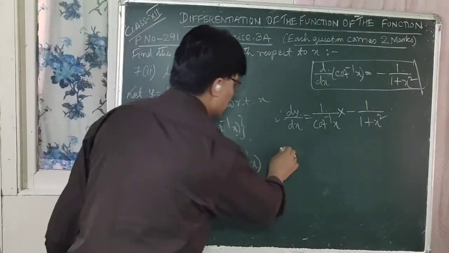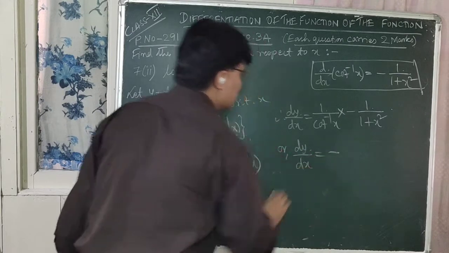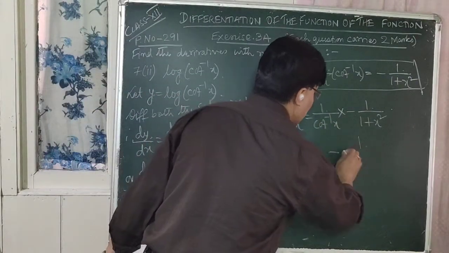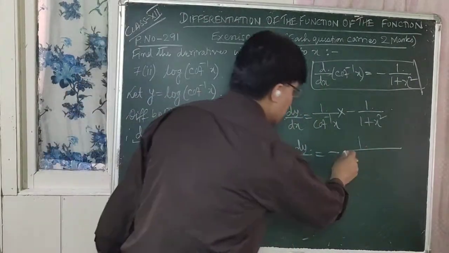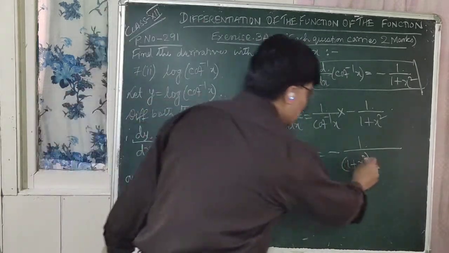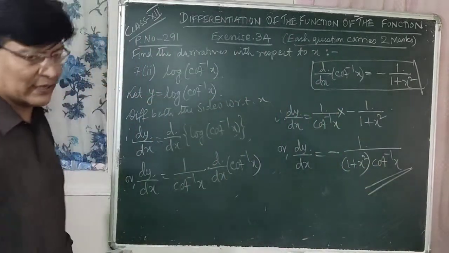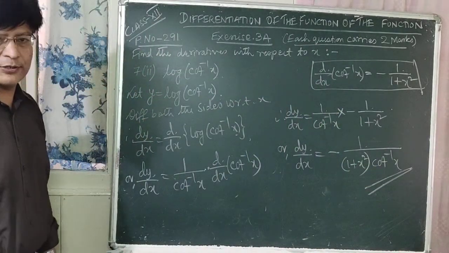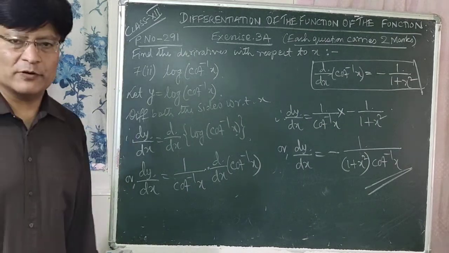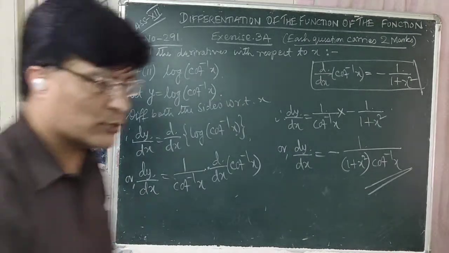Let us simplify it further. So how to write it? dy by dx is equal to, minus sign is taken outside, so 1 divided by, let us write it first, that is 1 plus x squared first, then write down cot inverse x. So this is the final answer. I think you have understood it. These are the basics of differentiation of the function that you should know. So we'll do the next question now.